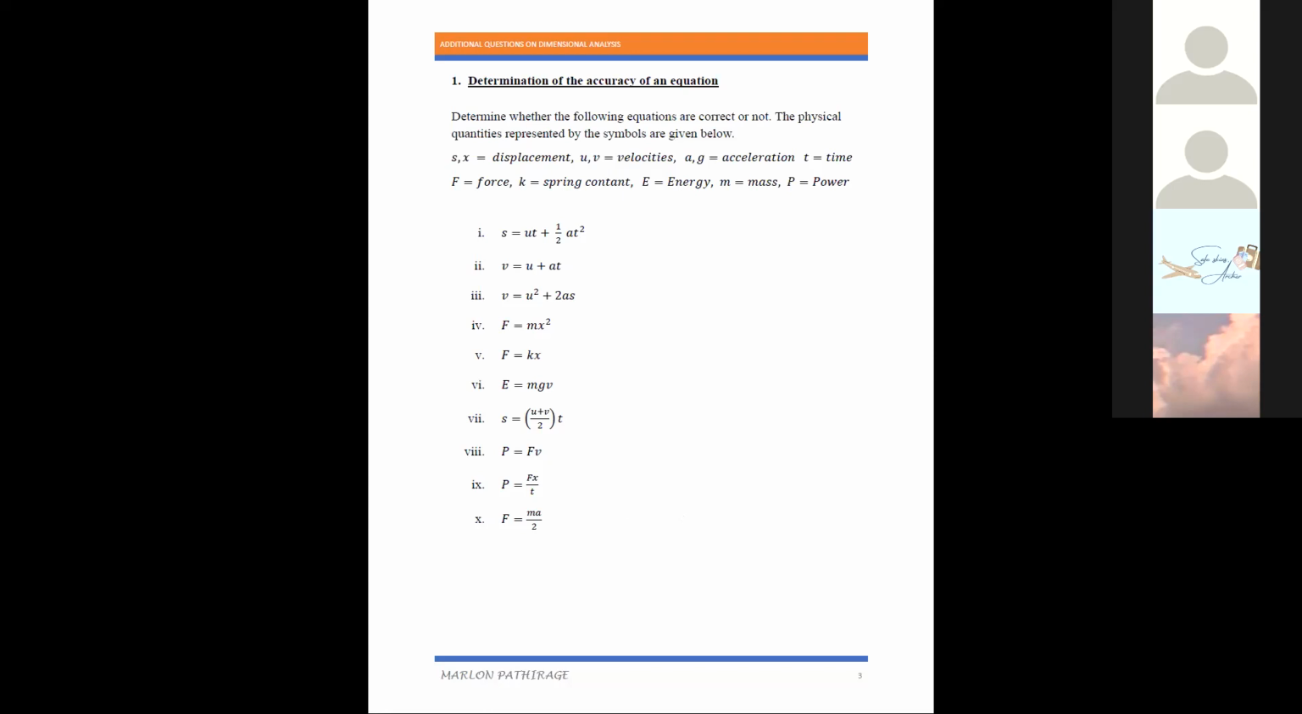Seventh one, S equal U plus V over 2 into T. Eighth one, P equal F. Ninth one, P equal F x over T.